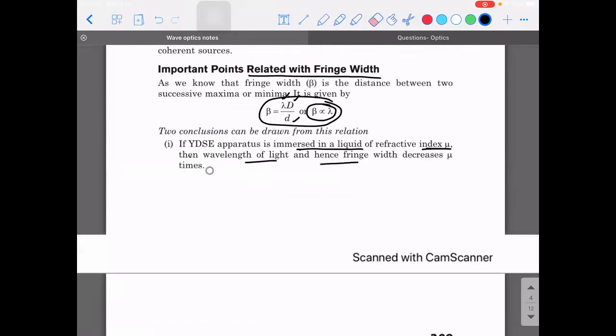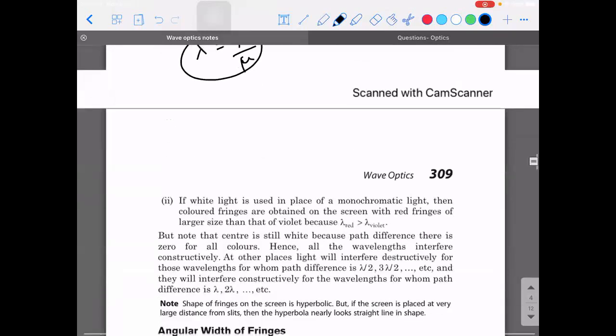Why? That's what the definition of refractive index states. So lambda dash will be equal to lambda divided by mu. Next, this is also an important point. This will be given in some corner of your CBSE textbook. If white light is used in place of monochromatic light, then colored fringes are obtained on the screen, with red fringes of larger size than the violet, because the wavelength of red is greater than the wavelength of violet light.